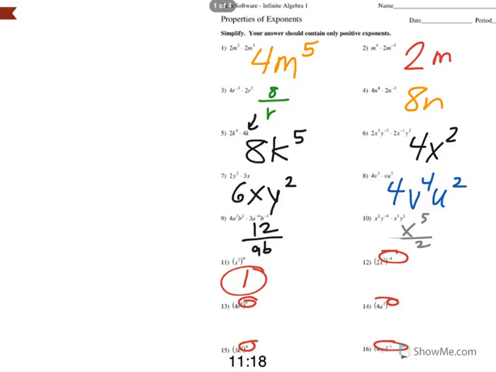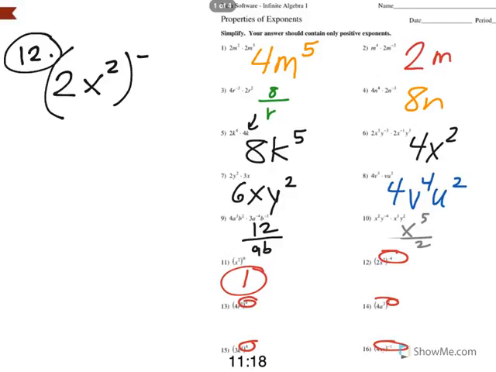Alright, so you remember this then, right? We are looking at 12 now, 13, 14, 15, and 16. Let's take a look at 12. 12 says 2x squared to the power of negative 4.